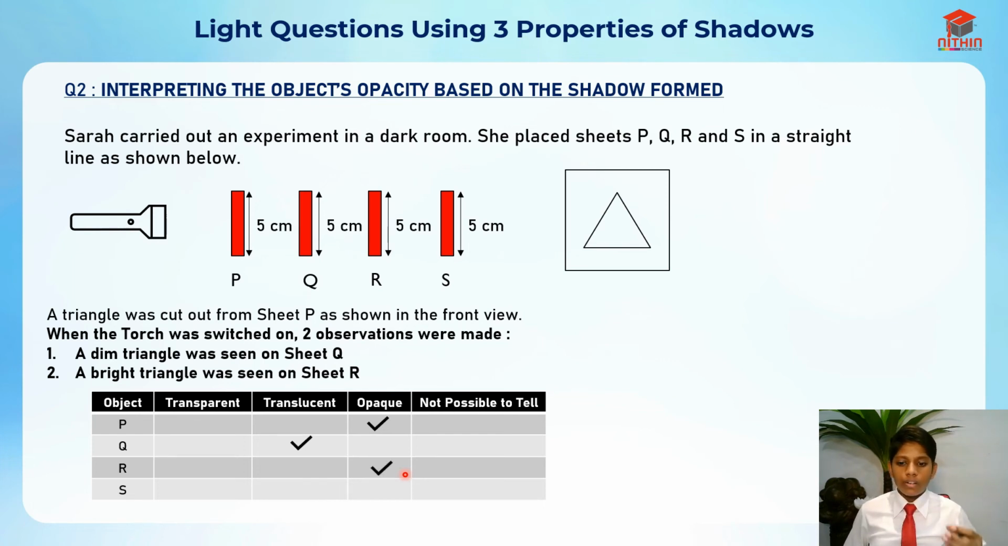And then R should be opaque because it allowed a dark and bright triangle to be seen. And S is not possible to tell because we do not have enough information, because the shadow ends at R and we do not know about S. Okay, now let's move on to the third question, and I do hope you understand this question.